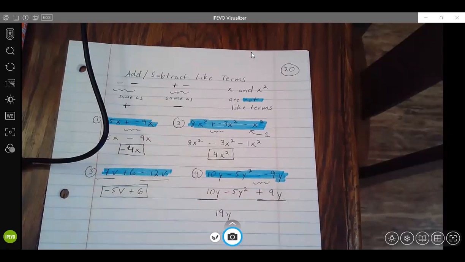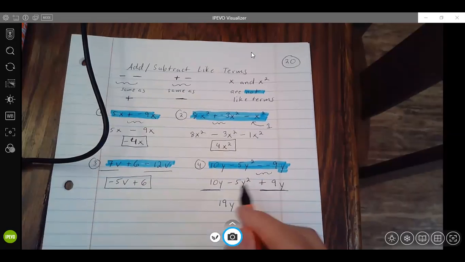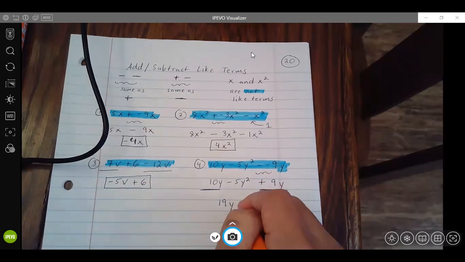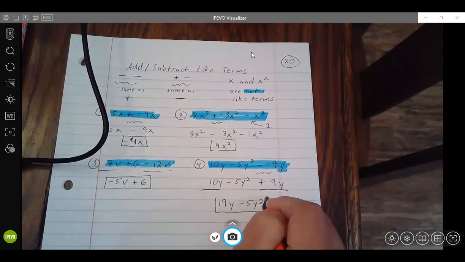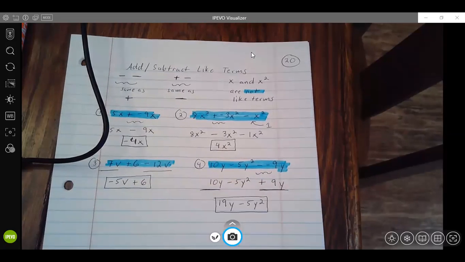And then this 5y squared, there's no other 5y squared, so I'm going to bring it down: minus 5y squared. Okay, so that's what I would type into IXL. The order doesn't matter. You could also put in negative 5y squared plus 19y.